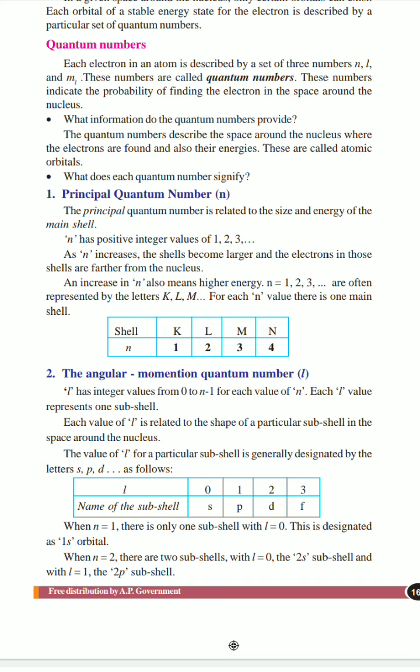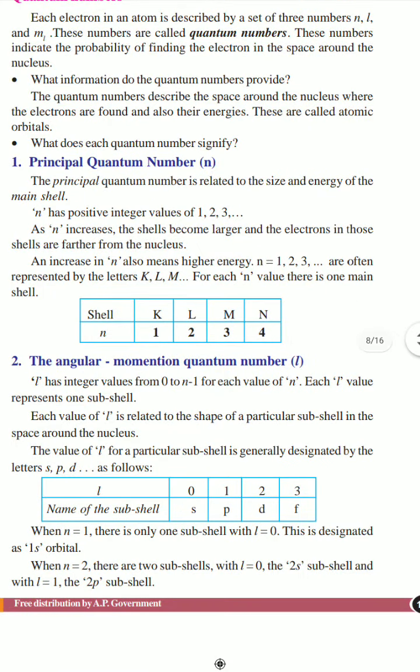Whenever n is equal to 1, it is present in the first main shell, that is the K shell. Whenever n is equal to 2, it goes to the second shell, that is L. So it will be a little bit farther than the first one. If n is equal to 3, it goes to the shell M, and it will be a little bit more than the second one. Like that, by increasing the n values, we can go to the next energy levels of the shells. Those will be K, L, M, N.